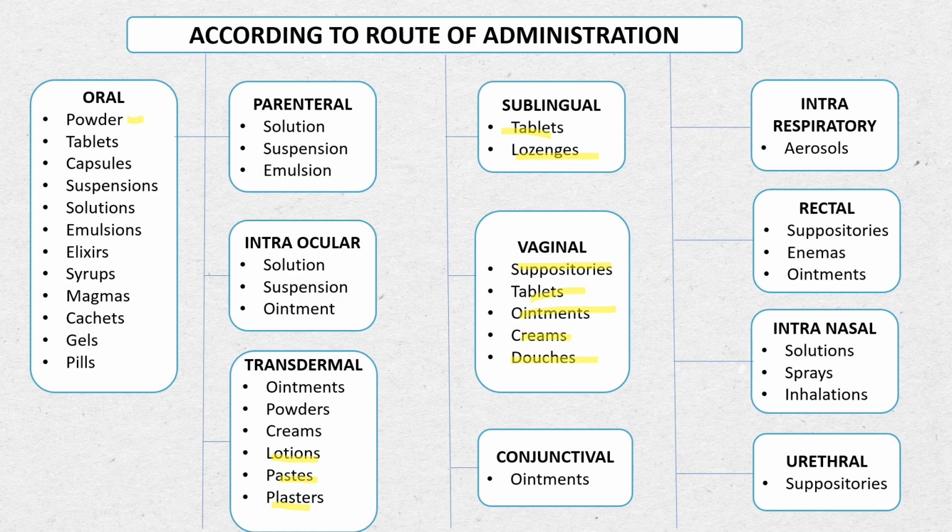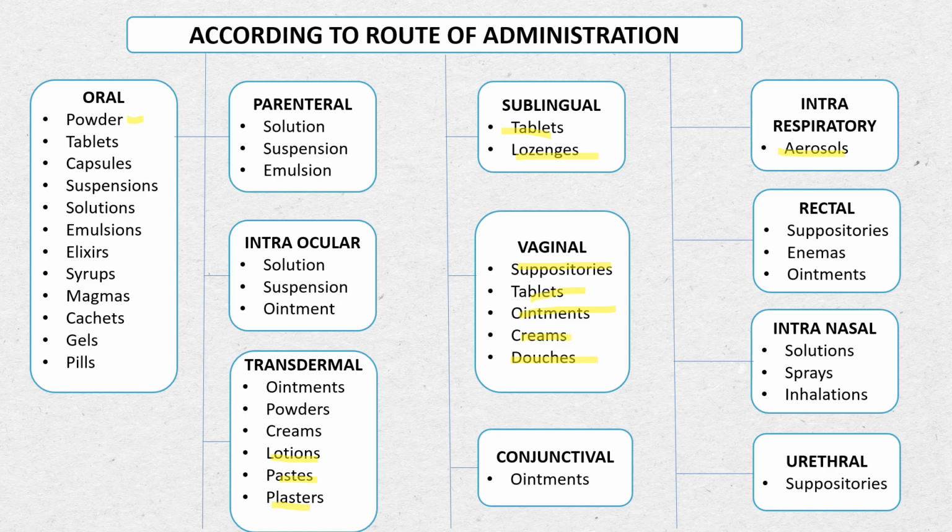Next is conjunctival. The term conjunctival dosage form typically refers to medication specifically formulated for administration to the conjunctiva, which is the mucous membrane that covers the front surface of the eye and lines the inside of the eyelids, that consists of ointments. Next is intra-respiratory dosage form, that typically refers to medication or formulation intended for administration directly into the respiratory tract, which consists of aerosols.